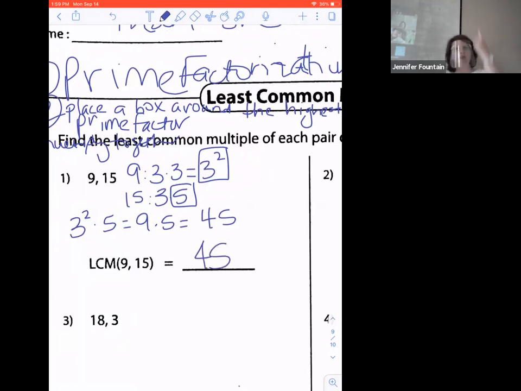We listed our prime factors first, then we represented them as exponents if we had any kind of repeating digits. Then we looked and said, hey, I've got 3s and I've got 5s. Remember, they don't have to both be in the same listings for both of them. So my highest exponent of 3 was 3 squared. My highest exponent of 5 was just 5.